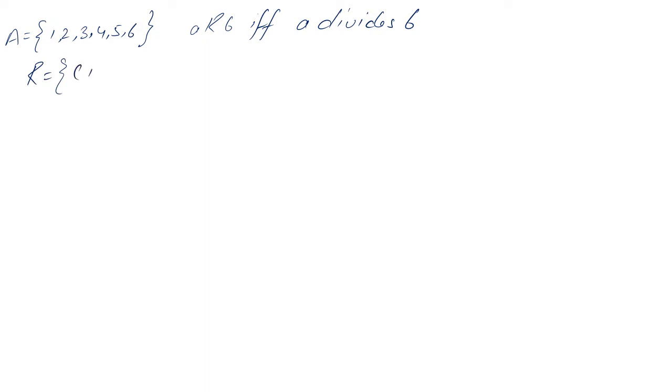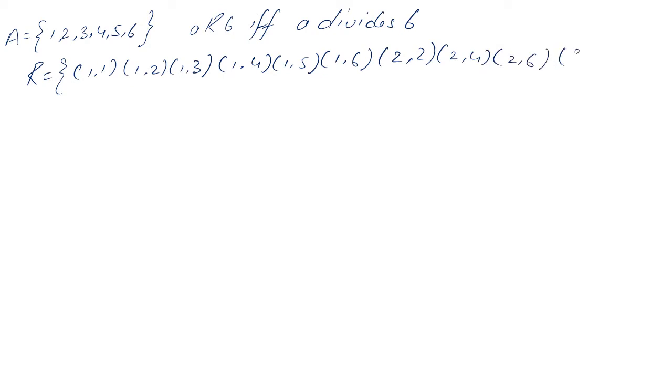A divides B. Now 1 divides 1, 1 divides 2, 1 divides 3, 1 divides 4, 1 divides 5, 1 divides 6. Then 2 divides 2, 2 divides 4, 2 divides 6. 3 divides 3 and 3 divides 6. Then 4 divides 4, 5 divides 5 and 6 divides 6. Now these are the relation pairs. Now I have to check the various properties of the relation, and we will go one by one.